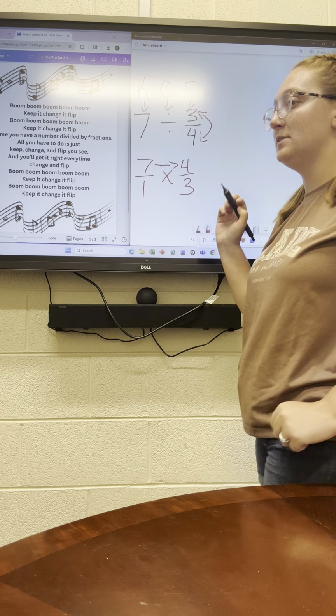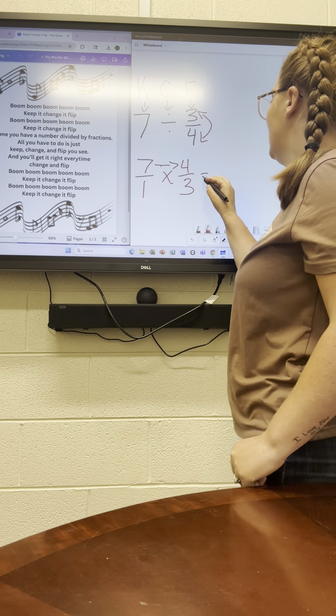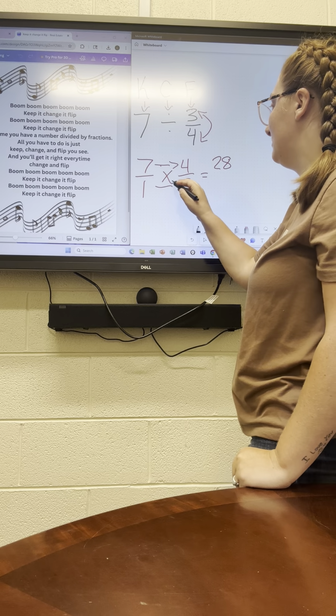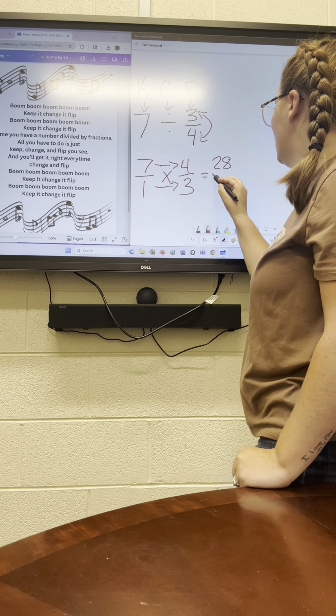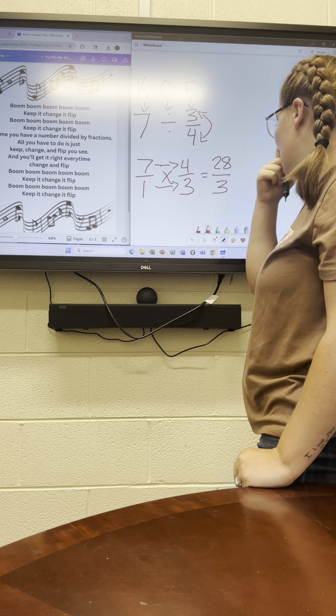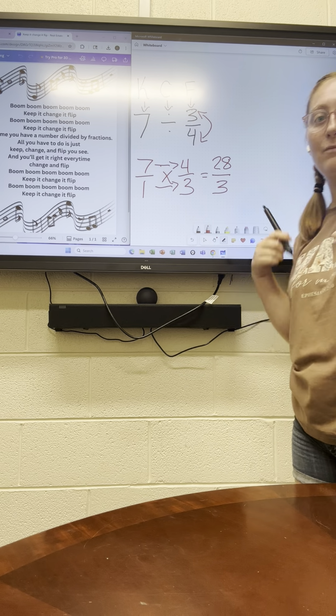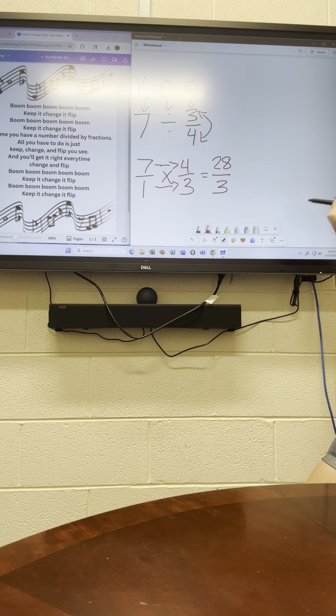Okay, so 7 times 4 is 28. And 1 times 3 is 3, good. So now, I need all of you to figure out what my fraction is. How many times does 3 go into 28?